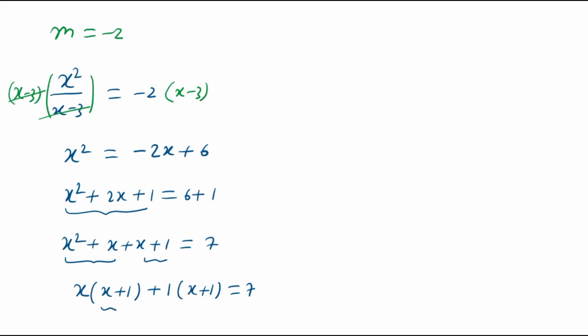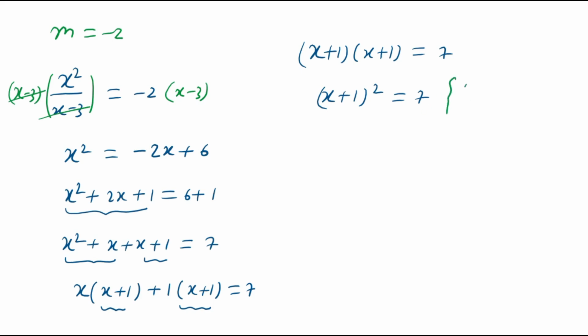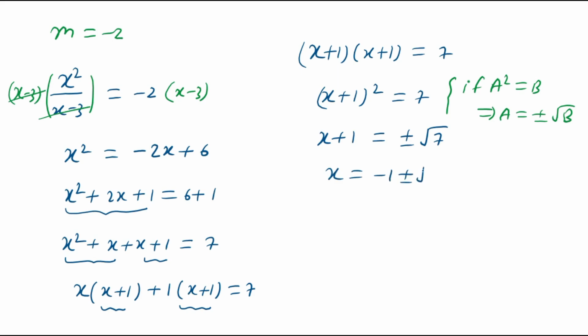Now on the left hand side, x + 1 is common, so taking it common we get (x + 1)(x + 1) = 7. (x + 1) times (x + 1) is (x + 1)², and this equals 7. Here we will apply this rule: if a² = b, this implies a = ± square root of b. Then x + 1 = ± square root of 7, and the value of x is −1 ± square root of 7.